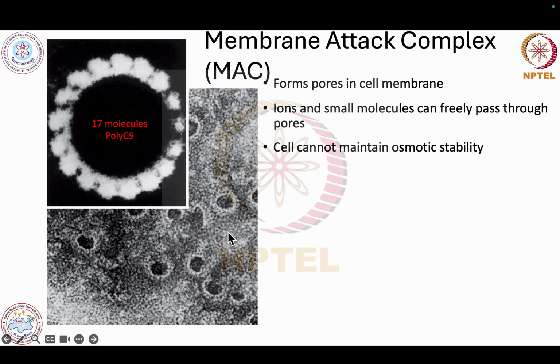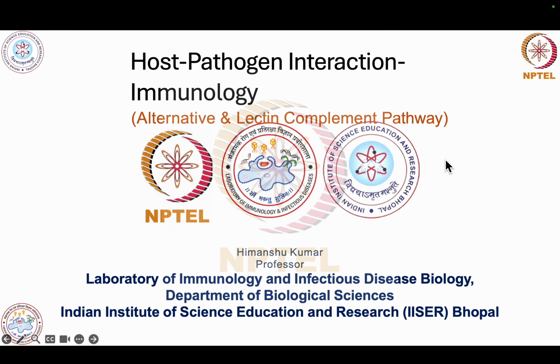A membrane attack complex you can see under electron microscope. It basically forms a pore in the cell membrane where ions and small molecules can freely pass through, and if a pore is generated, the cell won't be able to maintain osmotic stability. This is how it kills the target.